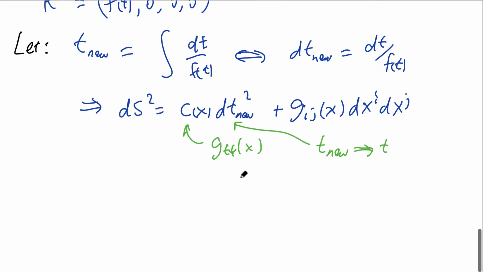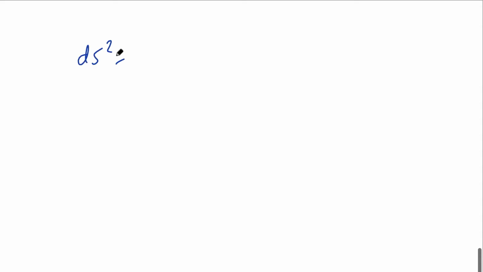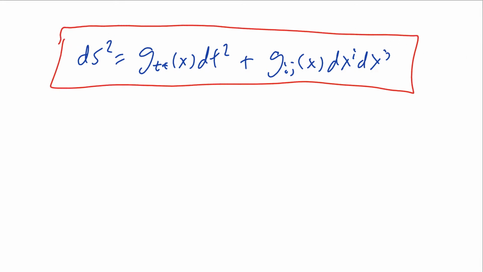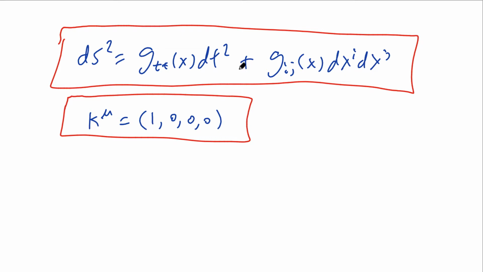So then the metric for the static spacetime can be written as ds squared equals g_tt, which is a function only of the spatial coordinates, dt squared, plus g_ij, a function only of the spatial coordinates, dx^i dx^j. And the Killing vector field in these coordinates is just 1, 0, 0, 0. So this is the general result for a static spacetime. If the spacetime is static, so it's stationary with a hypersurface orthogonal Killing vector field, we can always choose coordinates so that the metric has this form.